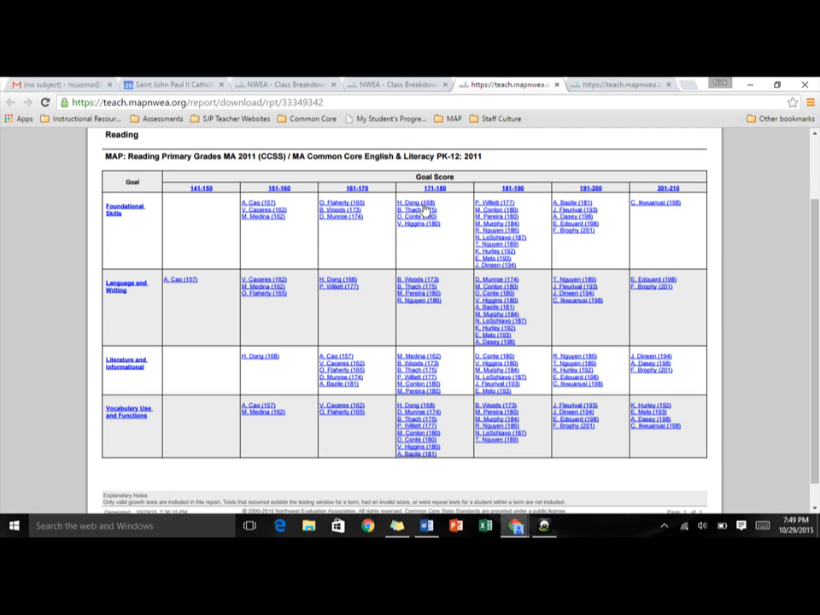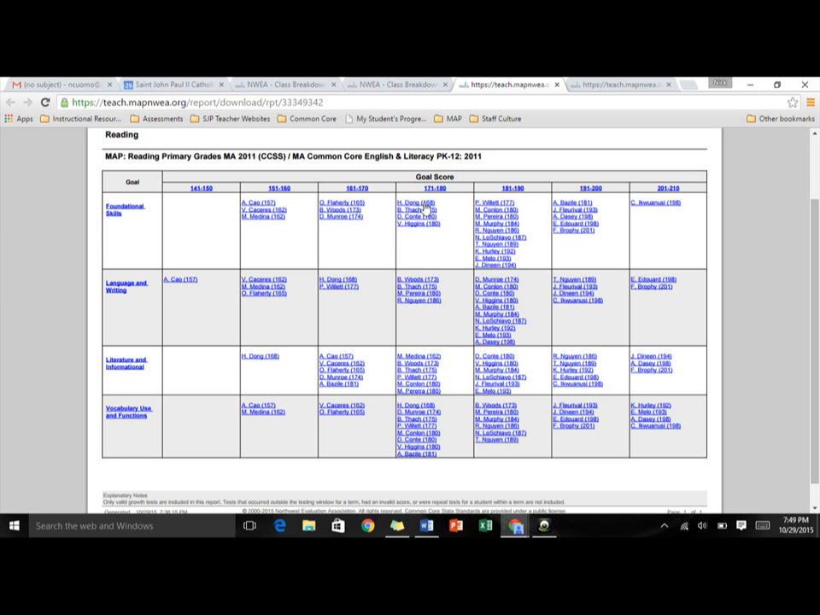Let's take a look. We have Henry over in this middle row in the 171 to 180 range. And then he also appears in the language and writing range. So the number that's in parentheses, that's their overall reading RIT score. If you take all 4 of these scores, average them, that's their average score. But this allows us not only for grouping, but this allows us to identify some strengths and weaknesses relative to the student.